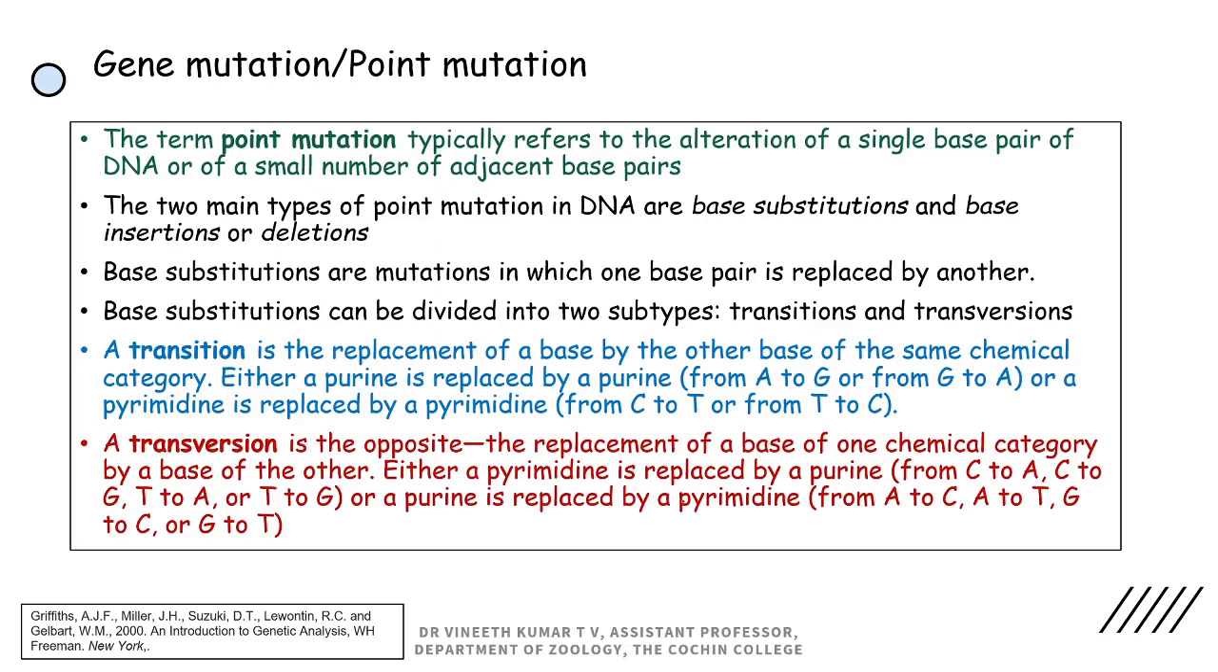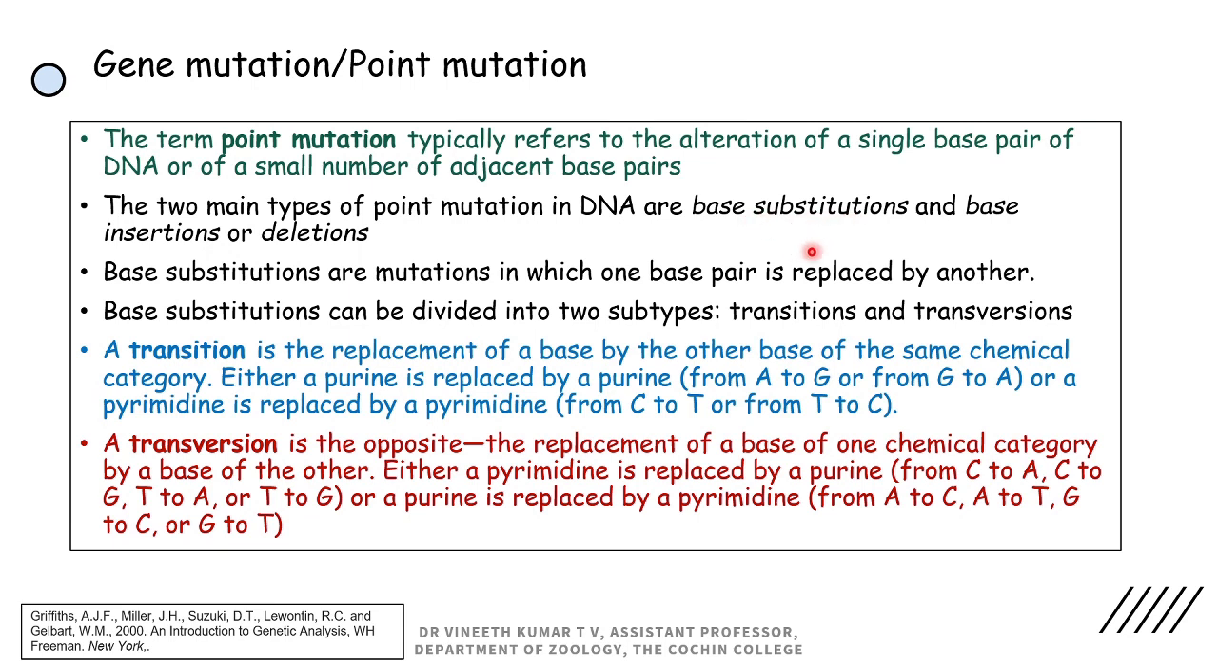So coming to gene mutation or point mutation, it refers to the alteration of a single nitrogen base in the DNA, or a small number of adjacent bases. It can be single or more than two, etc. So there are two main types of point mutations in DNA. They are base substitutions and base insertions or deletions.